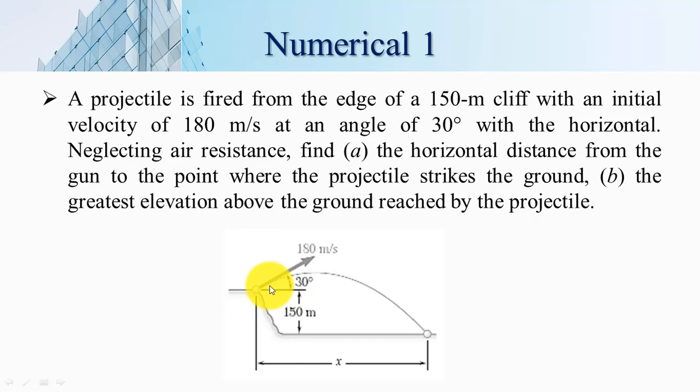From here the projectile is fired, but it reaches the ground at this point, which means it is covering a distance of 150 meters below the point of projection. That is why this y distance will be taken as minus 150. Based on this given data, we are asked to find the horizontal distance from the gun to the point where the projectile strikes the ground. That means from this point up to this point, the horizontal distance x is to be calculated.